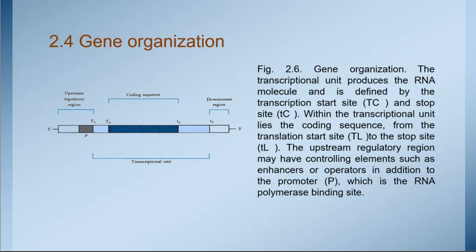A site for starting transcription is required, and this encompasses a region that binds RNA polymerase known as a promoter. So the promoter you can see as a P here, and a specific start point for transcription, or TC. So a stop site for transcription means TC.